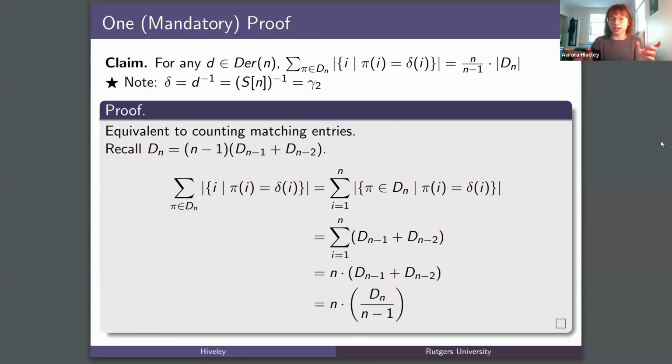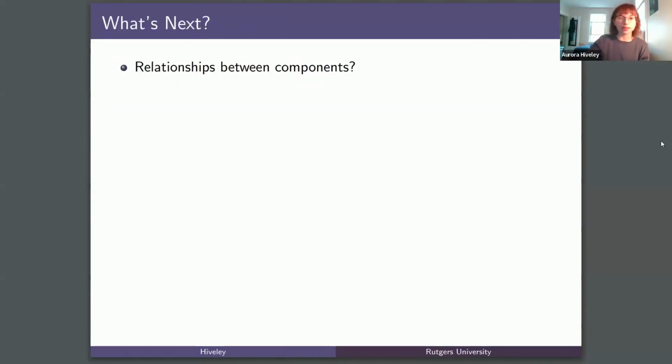I'm summing over an index, but my summand is independent of i, so I multiply it by n, and then using my recursion, I substitute in d_n over n minus 1, and then sure enough, I have the right-hand side of my claim. I suspect I'm running low on time, so I'll be very quick about my what's next future work section.